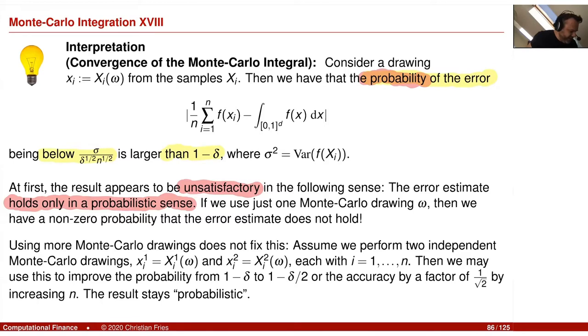So you might say that, okay, if this is the case, just use more Monte Carlo samples, just increase n. But actually increasing n of course does not change this property. It still holds in the probabilistic sense. So what does it mean? What is the impact of increasing n? So assume you perform two independent Monte Carlo drawings, like we just illustrated, both with the same number of samples, so we double the number of samples. Then this can be used to improve the probability.